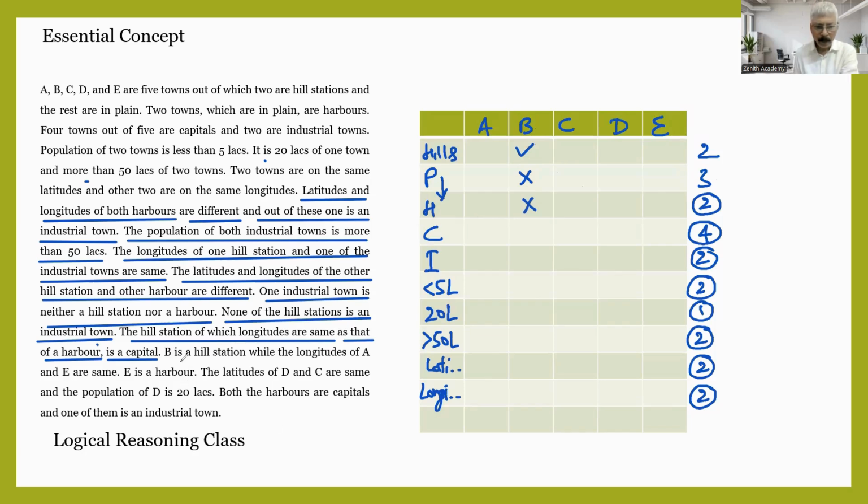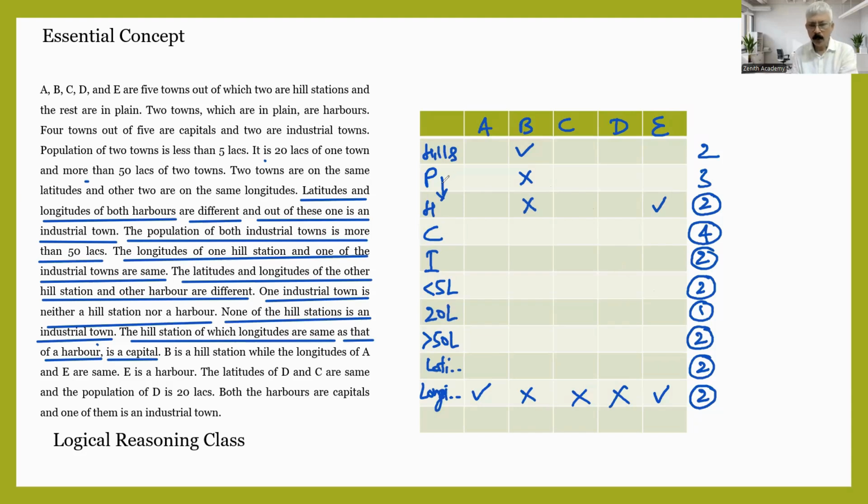B is a hill station, while the longitude of A and E are the same. Only two longitudes were given. So you decided that the longitudes of A and E are the same, so you can cancel out this and that. A and E. E is a harbor. So E is a harbor.